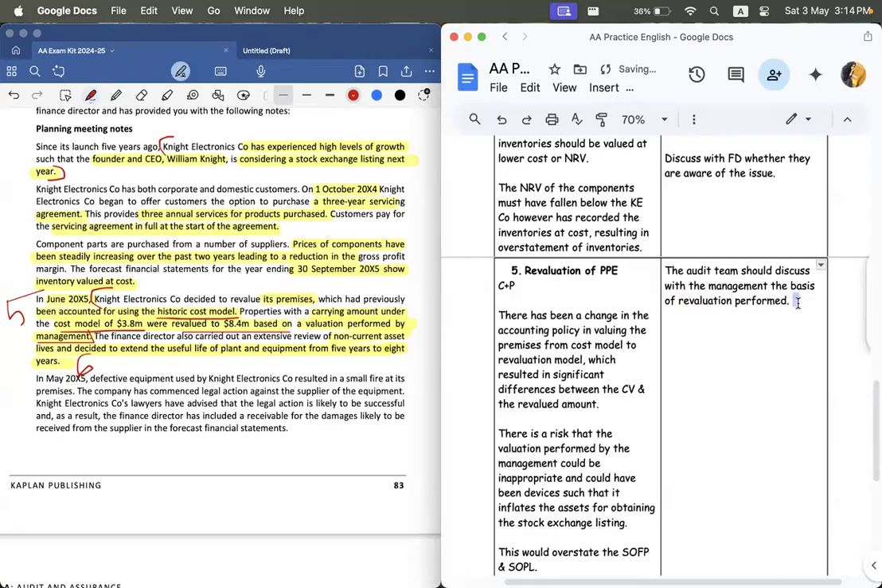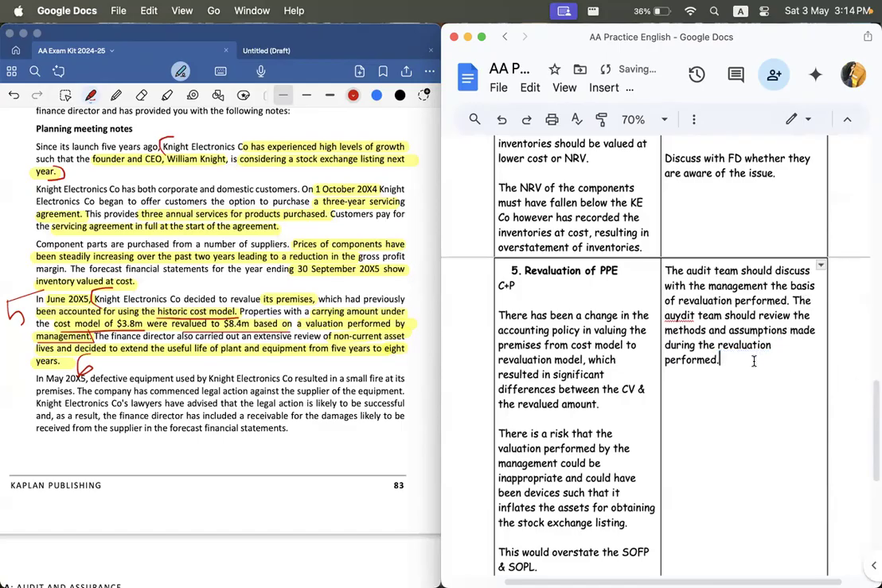The audit team should review the methods and assumptions made during the revaluation process, or revaluation performed.